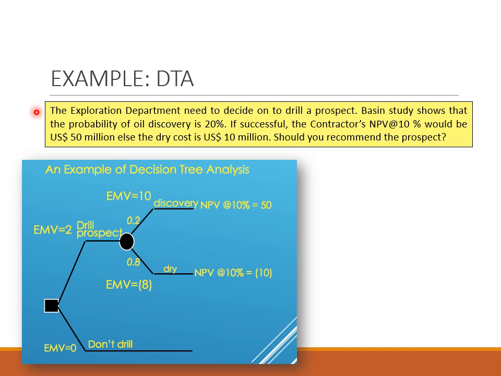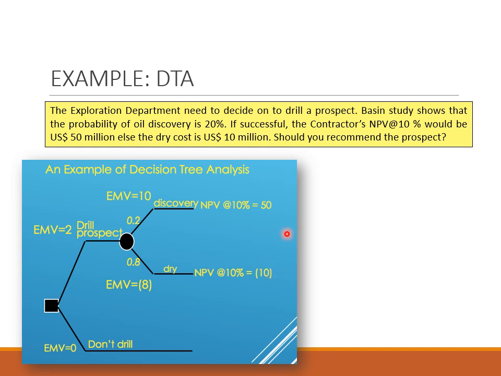Now, if we draw the decision tree analysis diagram, then you will start with the square, and then you are to decide whether you drill the prospect or you do not drill. If you drill, it says that there is a 20% chance of discovery and your NPV is 50 million. So therefore there is an 80% chance of finding a dry well, and if that happens, then the NPV will be minus 10 million.